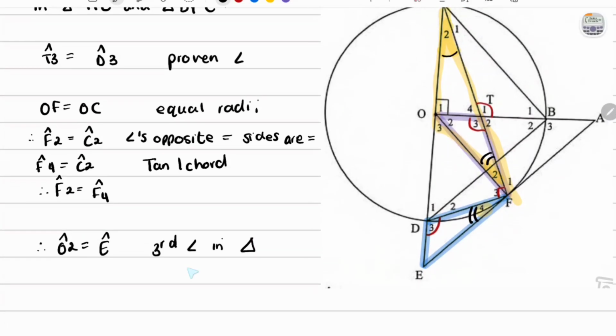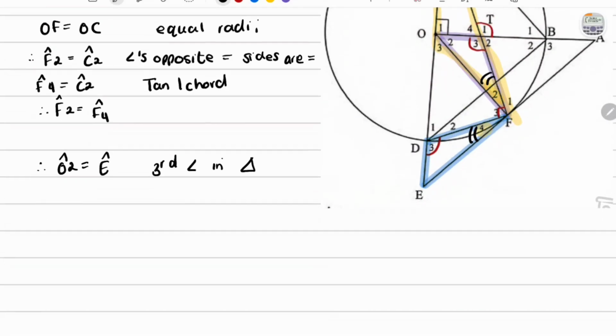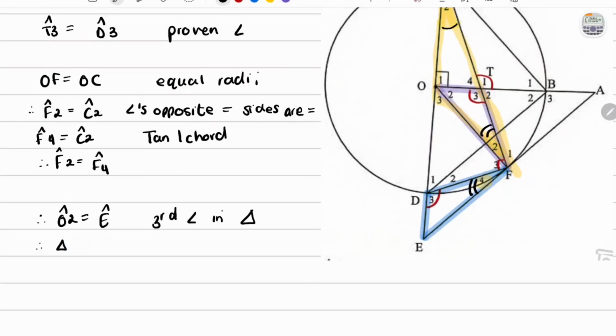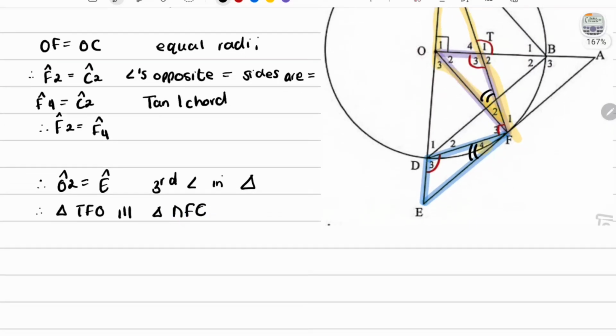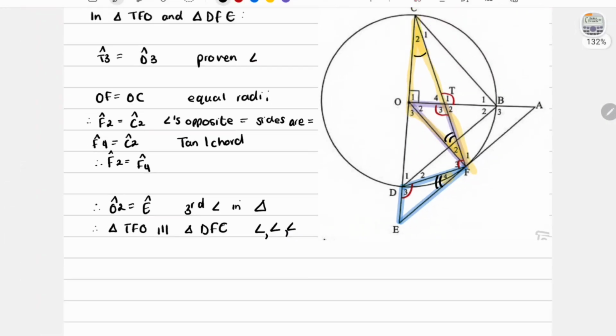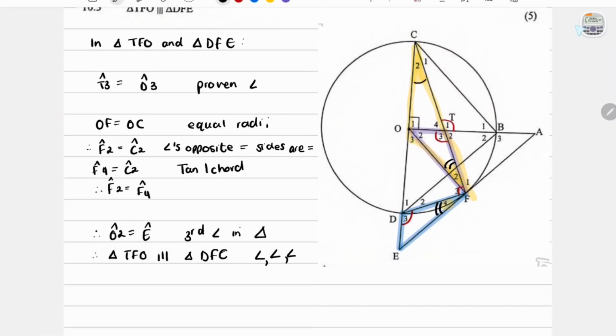Remember that the third angle in a triangle is really just because if you add it up and you know that angles add up to 180 degrees, then these two will end up being exactly the same since those ones are equal. Therefore, it means that they are similar. So triangle TFO is similar to triangle DFE, and the reason for that is angle, angle, angle. So that is that question, and it is for 5 marks. And we finally move on to the next question.